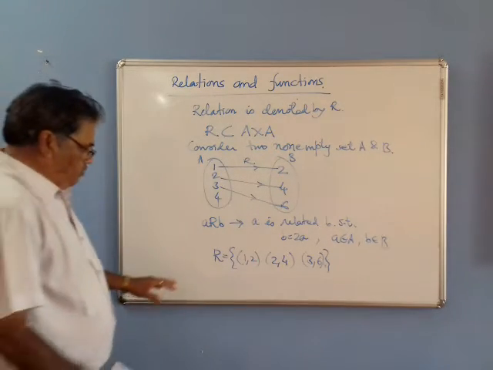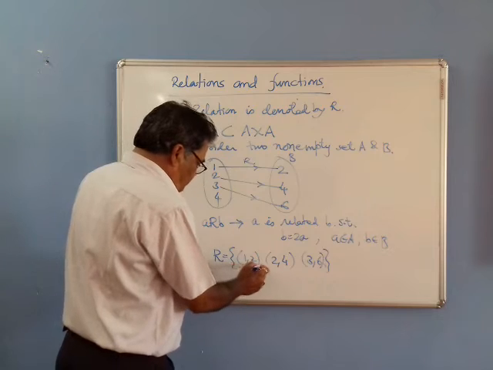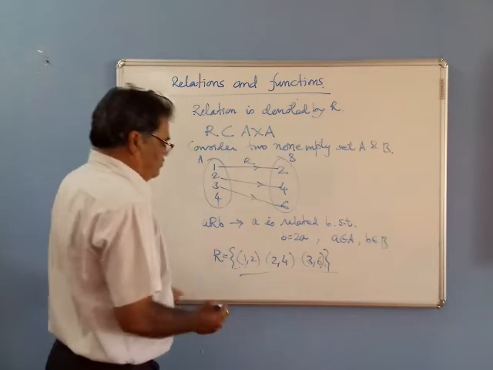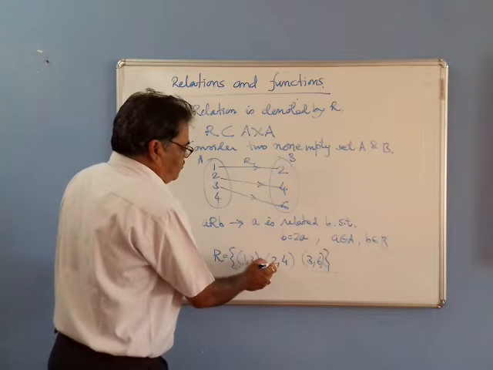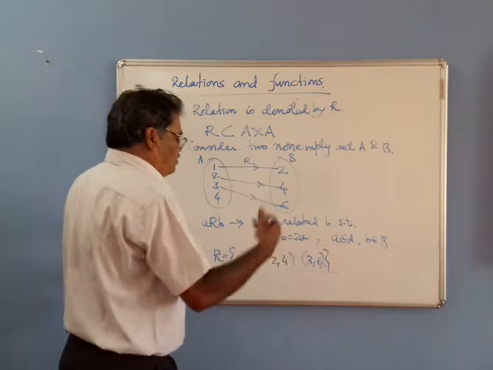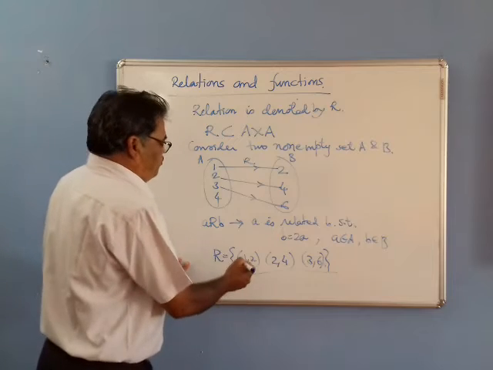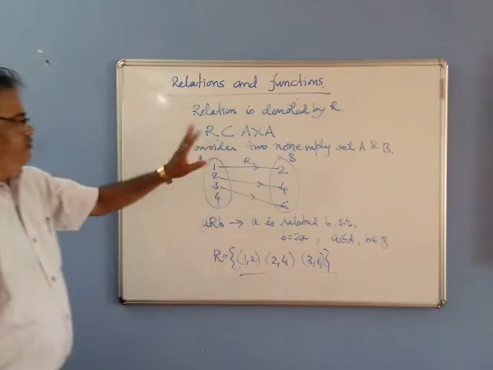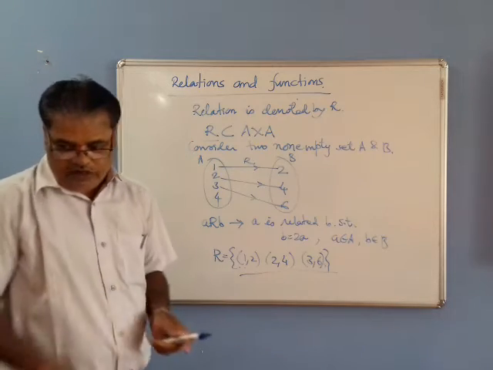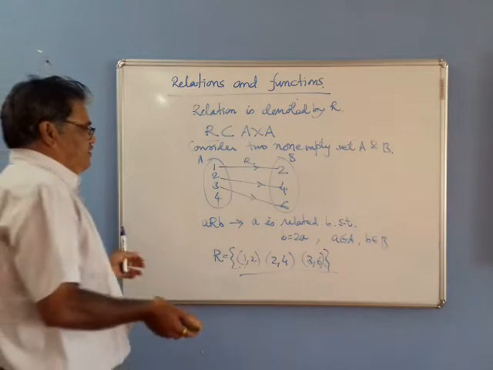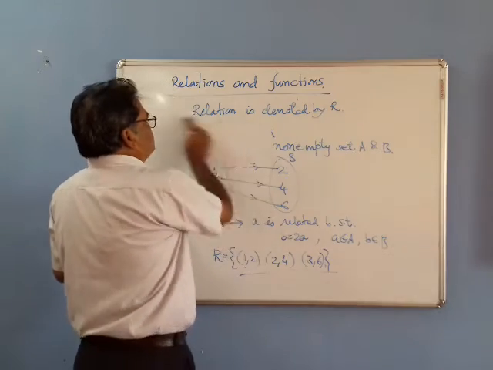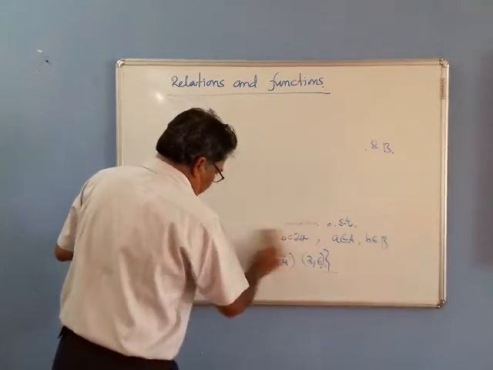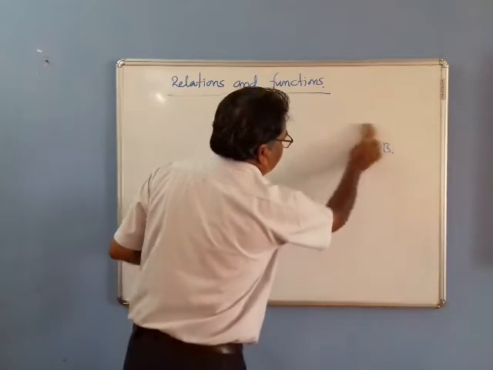Now this set is always a subset of A cross B, because all these elements (1, 2), (2, 4), (3, 6) belong to A cross B. Therefore, R is always a subset of the Cartesian product. Now we have seen two topics, Cartesian product and relation.